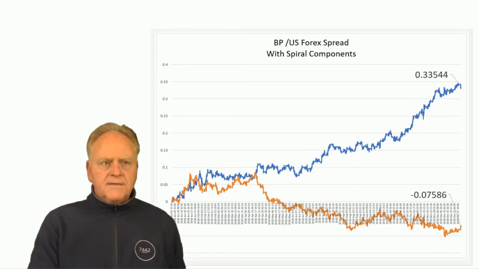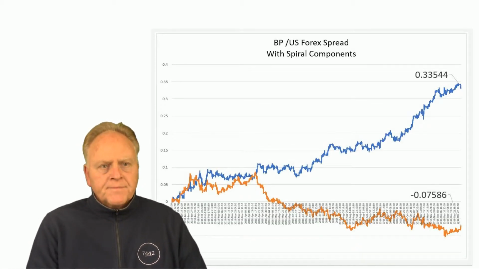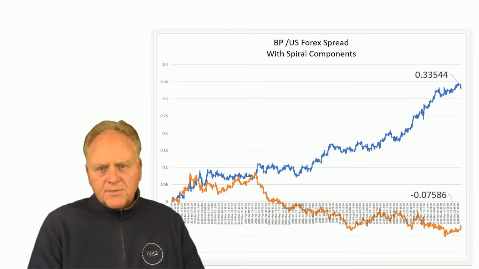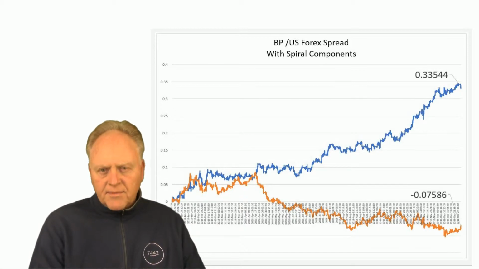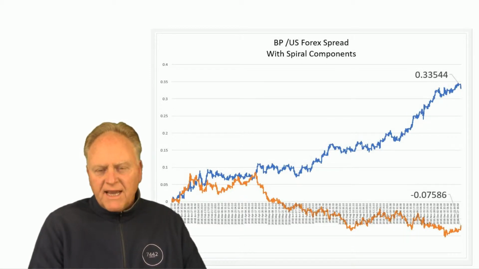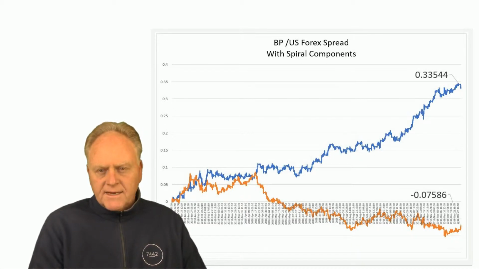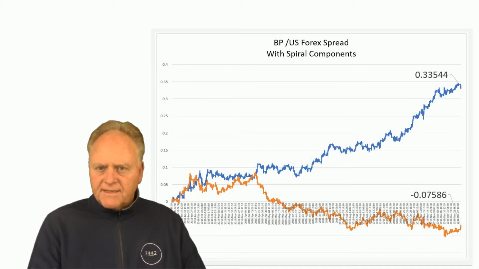Then I had the British pound dollar spread. It was a gain of 0.33544 compared to a loss of 0.07586. In other words, the British pound lost 0.07586 compared to the dollar on a buy and hold basis for the year. And as you can see, that's almost a 5.5 fold gain by applying the octet array to the market and then pre-computing the buy and sell signals for the year of 2018.